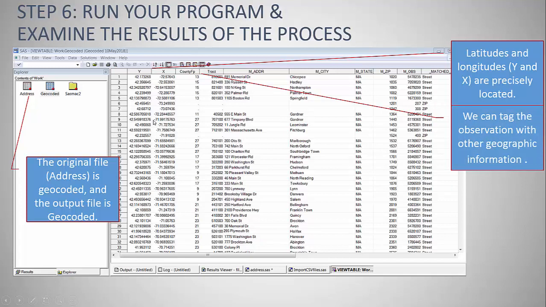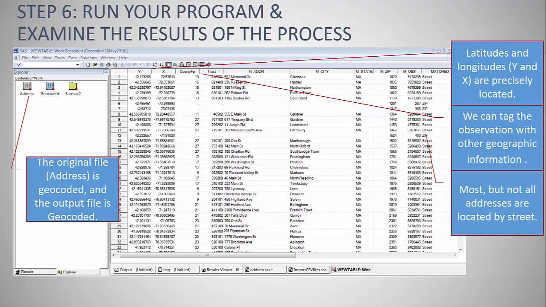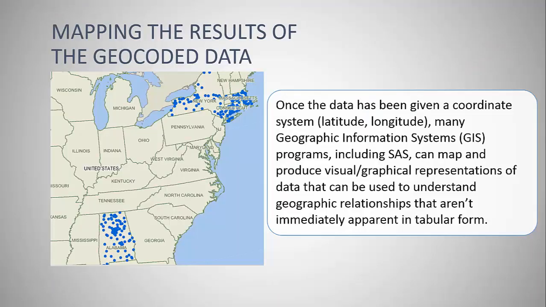We tagged each of the observations with other geographic information that's contained in the data set. And almost all the addresses are matched by street, but there are some addresses where the zip code was the only thing that we were able to match by because the street wasn't found. Once we've added a coordinate system to the data set, every GIS system out there, every geographic information system available, can take that coordinate system and pin map the results.